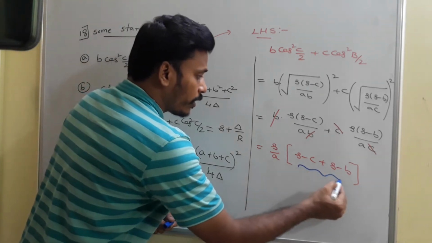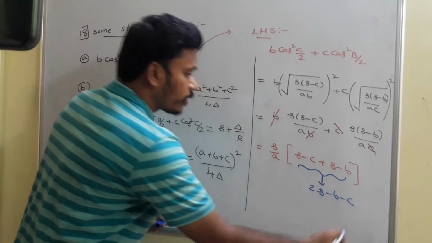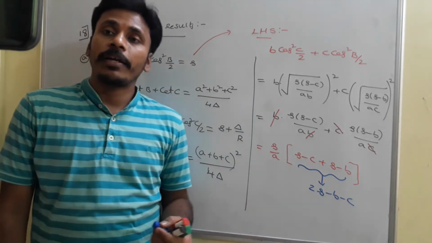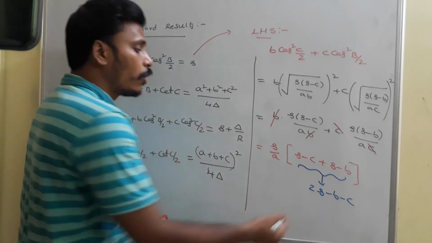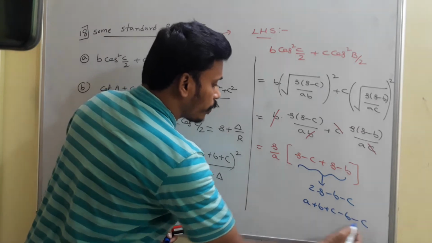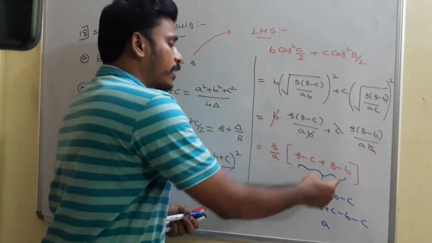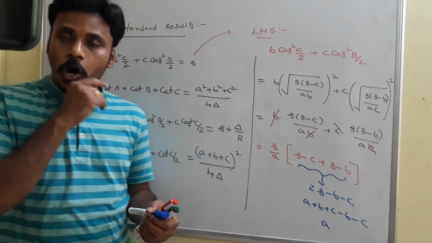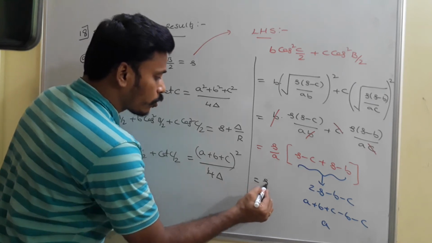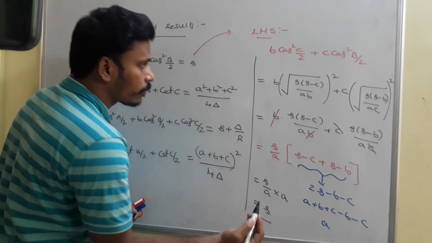If you simplify this, it is nothing but s plus s, 2s, minus b minus c. What is 2s? As I mentioned, 2s is the perimeter. 2s means a plus b plus c. So a plus b plus c minus b minus c, again it is a. So this bracket, (s minus c) plus (s minus b), on simplification is simply a. So at the end this equals s minus a into a, and that equals s.